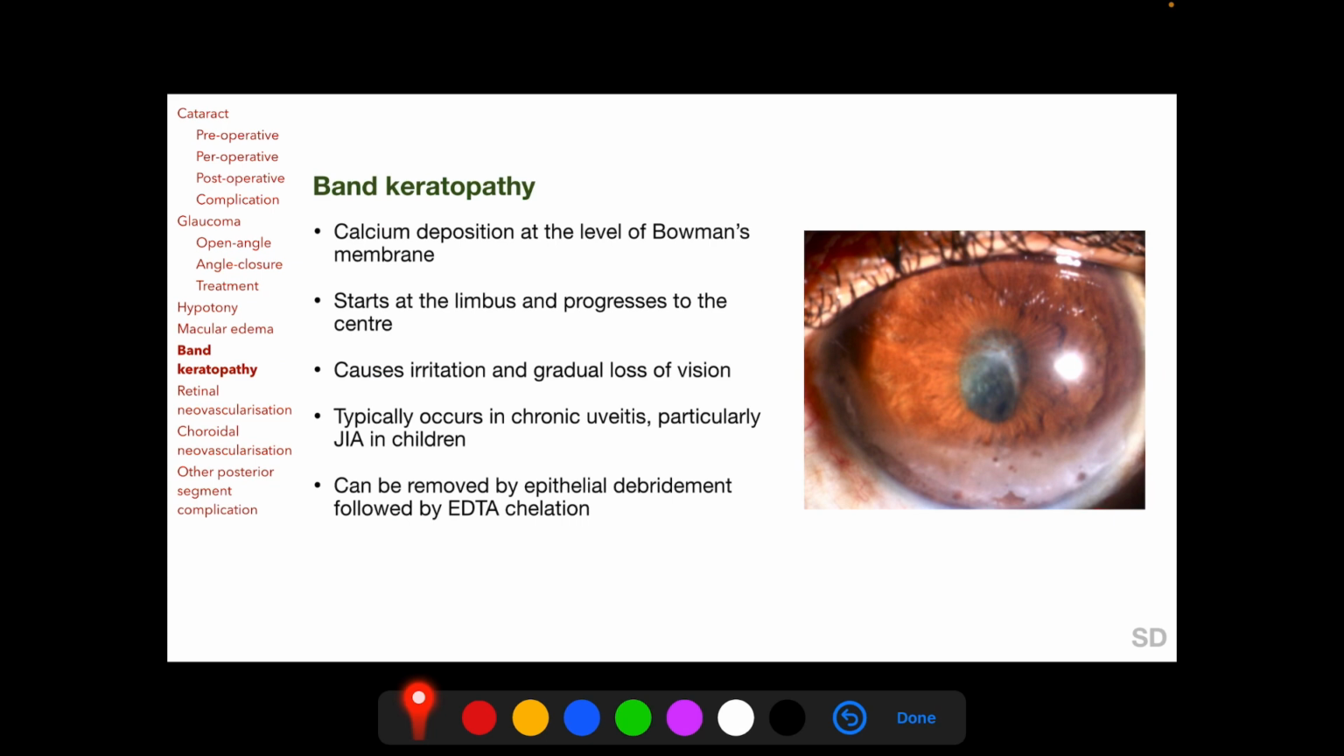Band keratopathy occurs due to calcium deposition at the level of Bowman's membrane. It starts at the limbus and gradually progresses towards the center, and typically it has these clear spaces within the area of band keratopathy. It causes irritation and gradual loss of vision, and typically occurs in chronic uveitis, and is particularly known to occur in children with JIA associated uveitis. Band keratopathy can be removed by epithelial debridement followed by EDTA chelation.